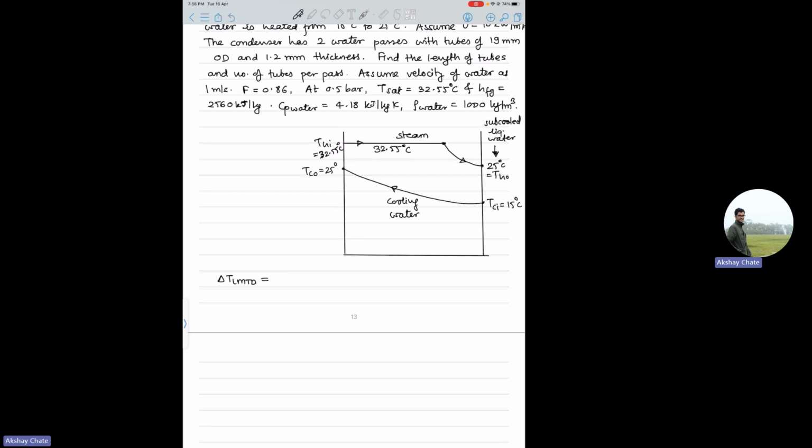So 32 minus 25, that is 7.55 at the inlet, minus 25 minus 10, so 10 at the outlet, divided by ln of 7.55 divided by 10. If you do this, you should get 8.72 degrees Celsius. So see that this is also one hidden thing that we did not observe initially.